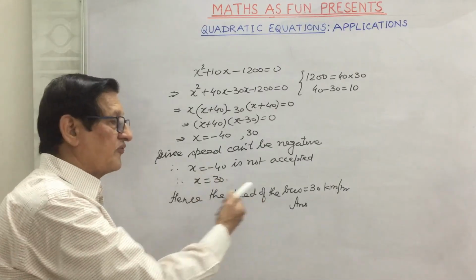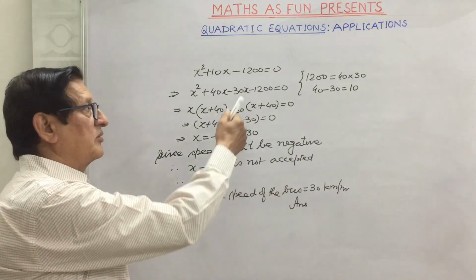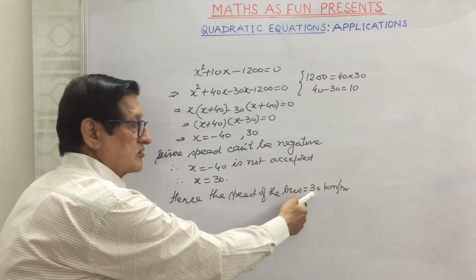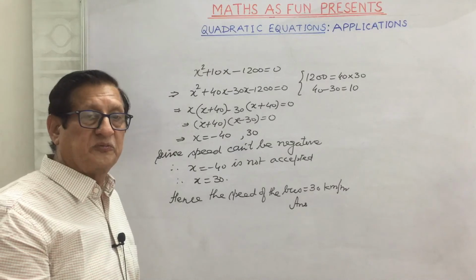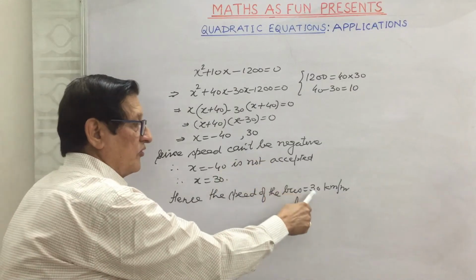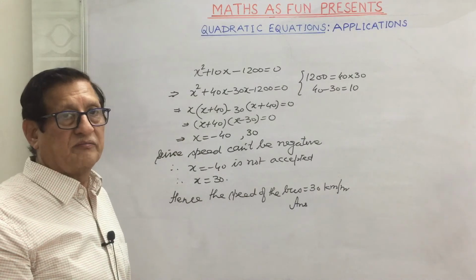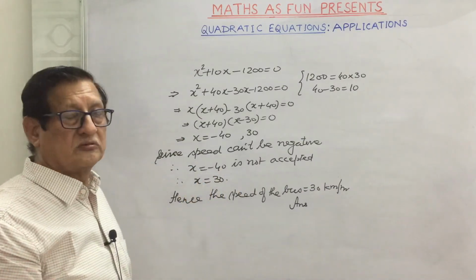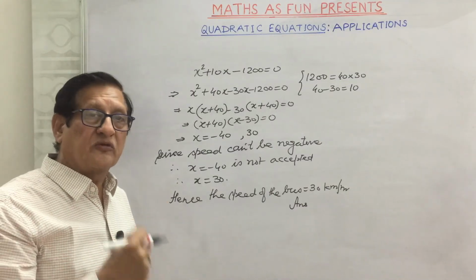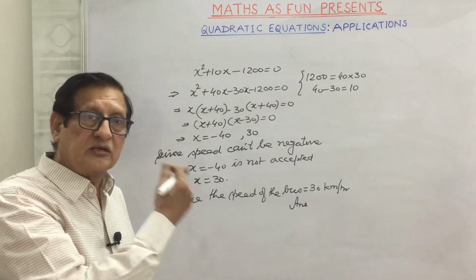We can verify it also. See, if the speed is 30 kilometers per hour, the time taken will be 240 upon 30, that is 8 hours. If the speed is increased by 10, it will be 40 kilometers per hour, and then the time taken will be 240 upon 40, that will be 6 hours, which is 2 hours less than 8 hours. Like this, we can have problems of various types which are based on quadratic equations. So we can form the quadratic equation according to the problem and find its solution very easily.